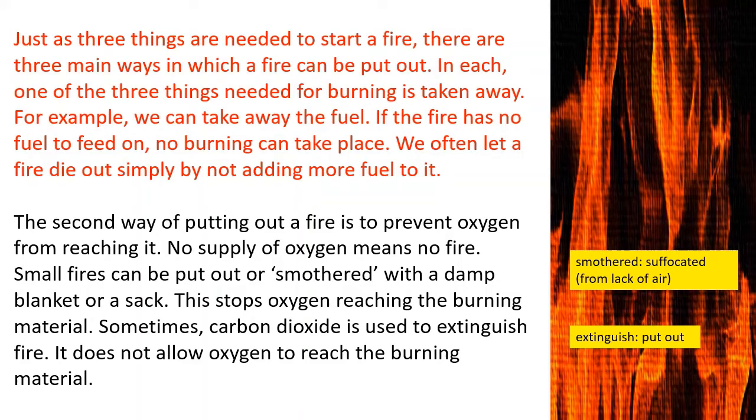Small fires can be put out or smothered with a damp blanket or sack. If you want to put out small fires, you can simply cover them with a wet blanket or bag. This stops oxygen reaching the burning material. Sometimes carbon dioxide is used to extinguish fire. It does not allow oxygen to reach the burning material. So using carbon dioxide or stopping the oxygen supply to the fire, we can control it.